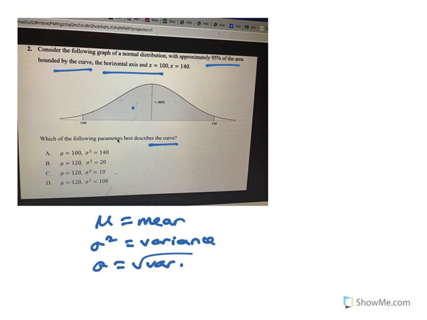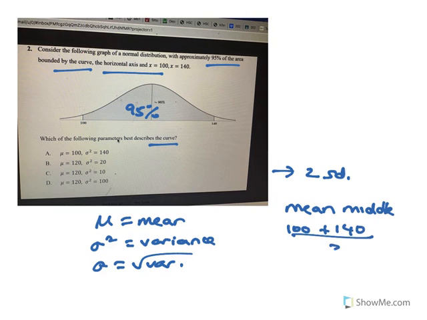So they say that this has 95%. 95% is 2 standard deviations away from the mean. So the mean is in the middle, so halfway between 100 and 140. If you add them together and divide by 2, you actually get 120. So the mean is 120, and so it could be B, C, or D.